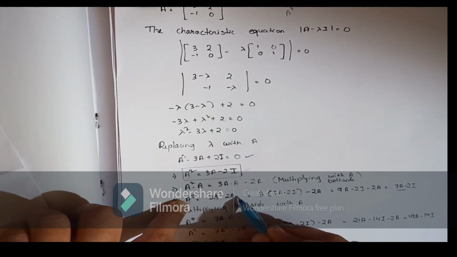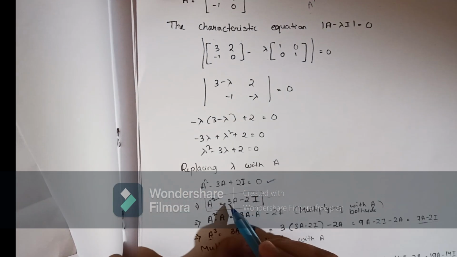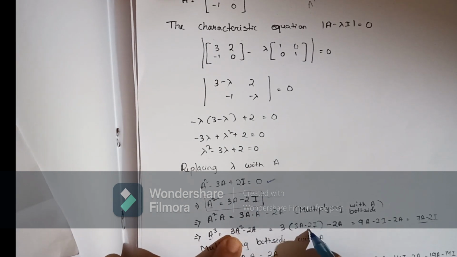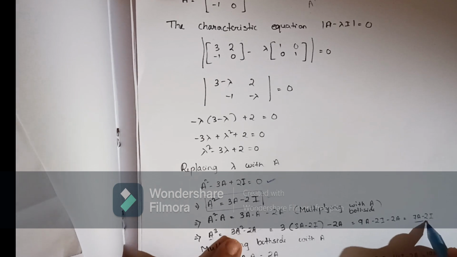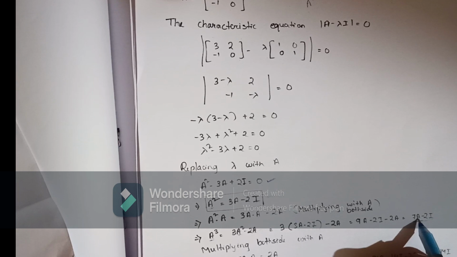Here we know what is A, but we don't know what is A square. So instead of calculating A square, we can replace it with 3A minus 2I. So 3 multiplied by 3A minus 2I. After solving this, I got 7A minus 2I. That means, look, I got A cube in the simplest form, that means in terms of the variable A. I don't need to find out A square here.